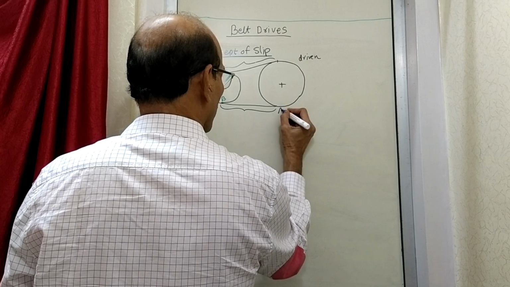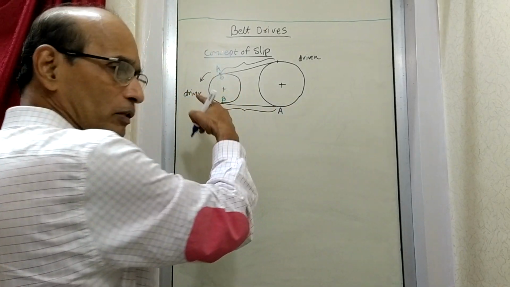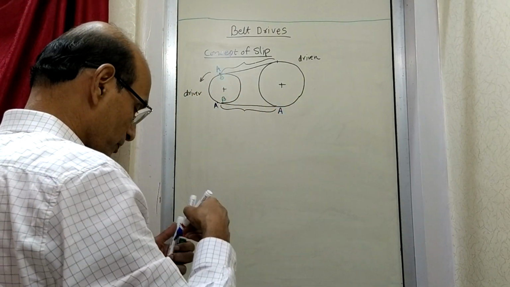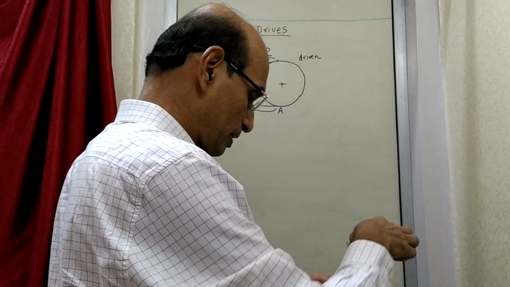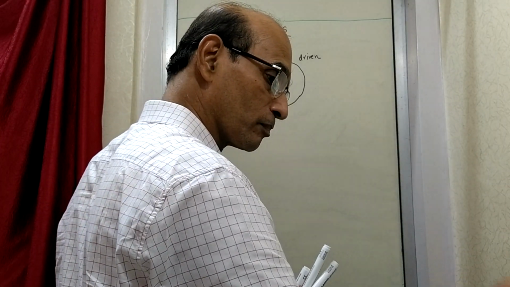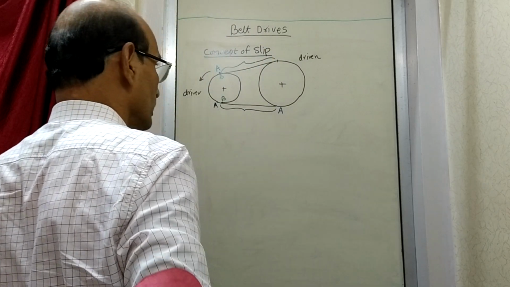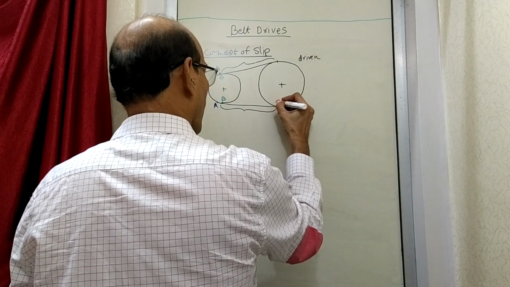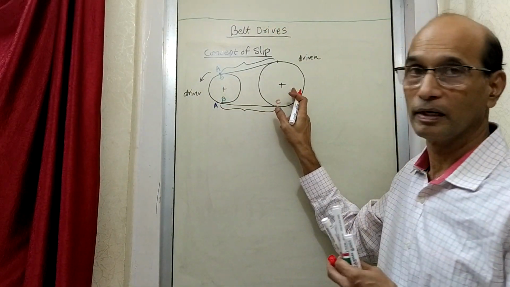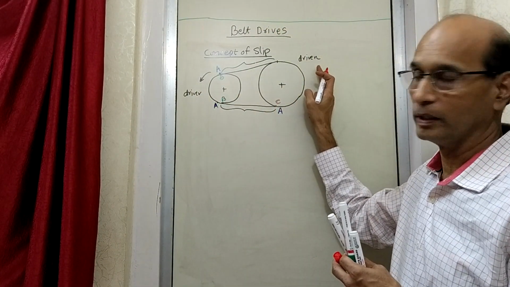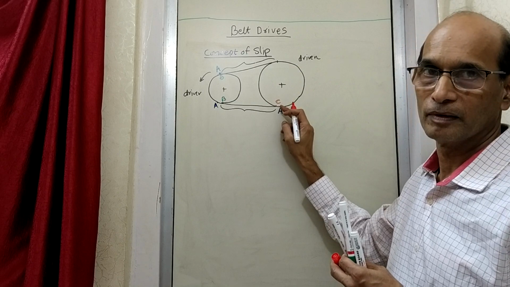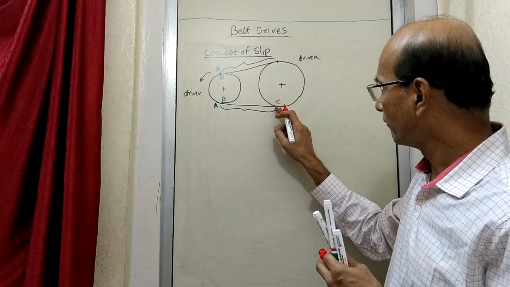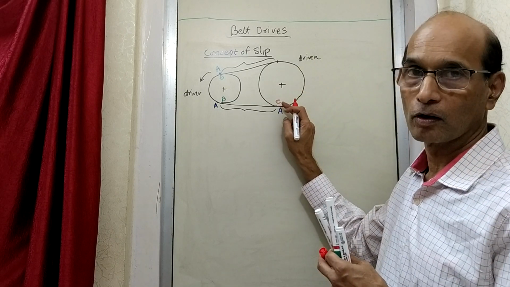Now go further and see what happens. Now A has come here. A is still on the belt. It has come here, and now there is a point, let us say point C. There is a point C here. This point C is on the driven pulley. Now A and C are together to start with. Now the pulley is rotating, and C is a point on the pulley.